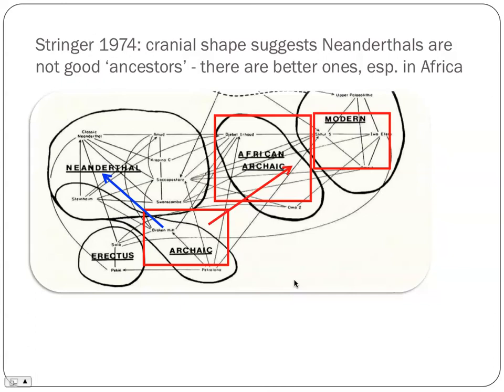And he came up with a schema like this, which was that actually the most archaic forms and the erectus forms don't really lead to humans via Neanderthals. Neanderthals seem to branch off in a separate direction and are not a good ancestor for us. And instead, the archaic African specimens, the earliest African human-looking specimens, make a better ancestor. So that was the genesis for him of the out-of-Africa hypothesis.